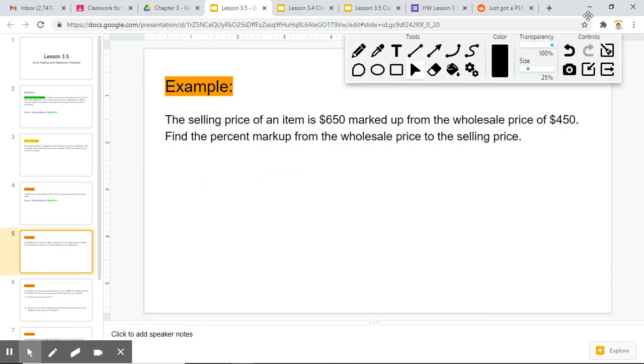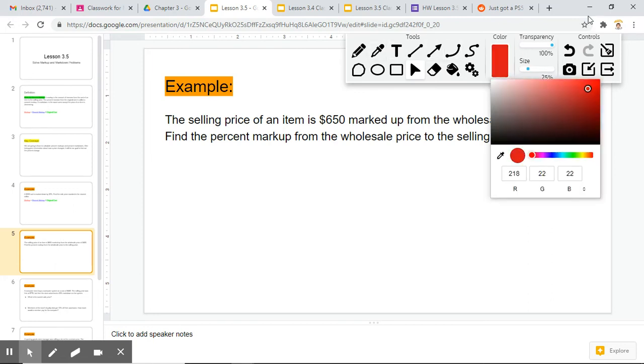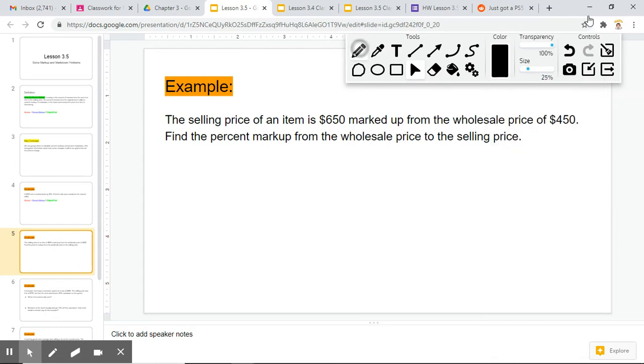The selling price of an item is $650, marked up from the wholesale price of $450. And we want to find the percent markup from the wholesale price to the selling price. So first off, let's find our markup. To find our markup, we need to find out how much this increased by. It started at $450 and increased to $650. So let's just do the absolute value of 450 minus 650. Remember, all the absolute value does is make this positive, right? So this will be the absolute value of negative 200, which will equal 200. So the store marks this up by $200.